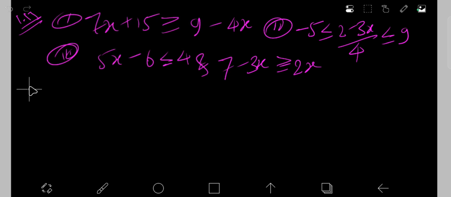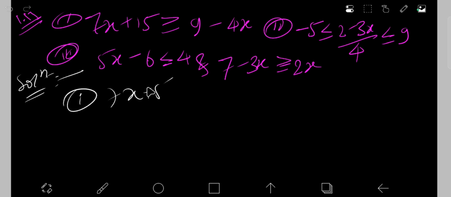Firstly we solve the first point. How do we solve 7x plus 15 greater than or equal to 9 minus 4x? Here we try to take all the x on the greater side. This side has 7x, and this side has minus 4x. So we take all x on the left side.